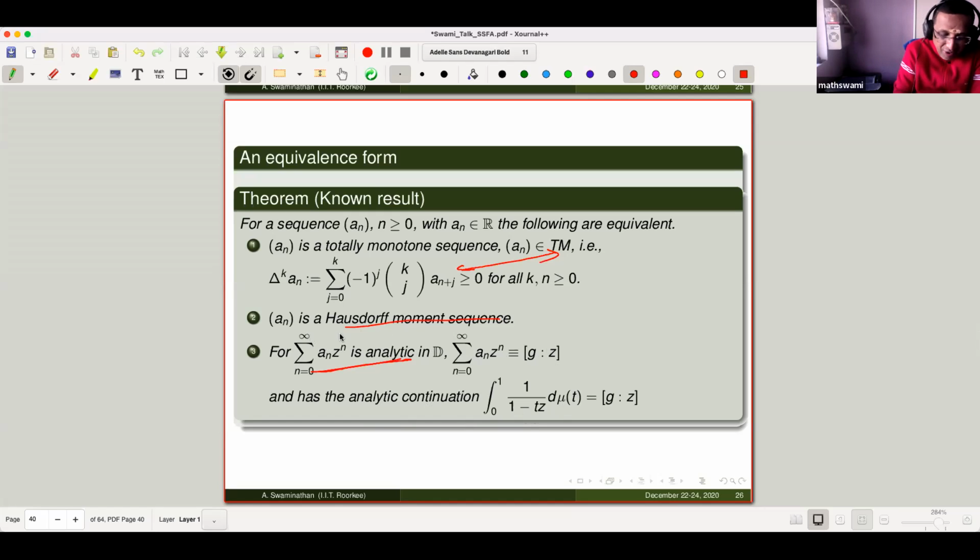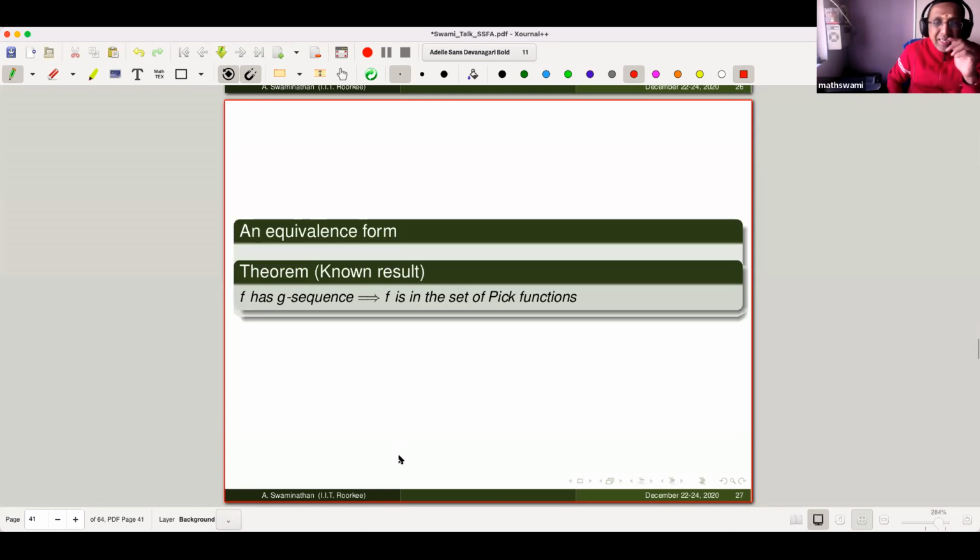It means that when we have a Hausdorff moment sequence, I already told you it is going to be the class of Pick functions. In fact, what we are trying to say precisely is that you have a sequence which is either totally monotone or a Hausdorff moment sequence. If you have either of these, from there you will be able to precisely get the class of Pick functions. The other way is, if you take a function and it has a G-sequence expansion, then it is going to be in the class of Pick functions.